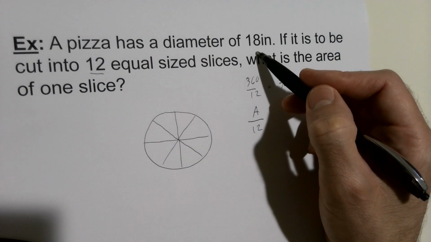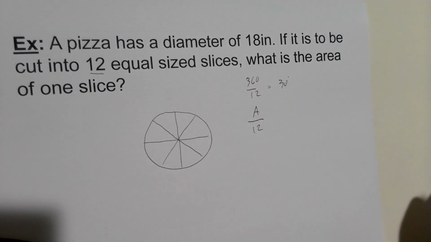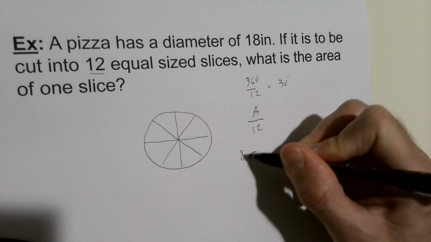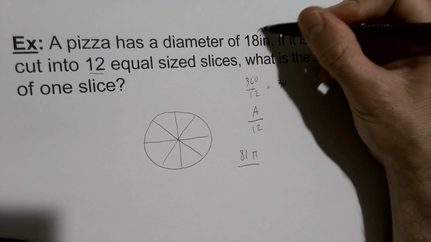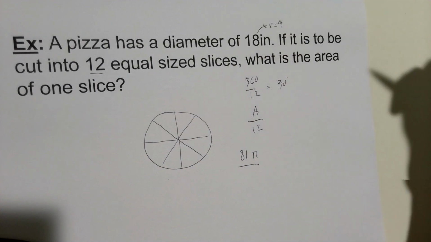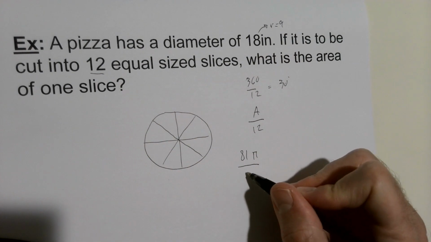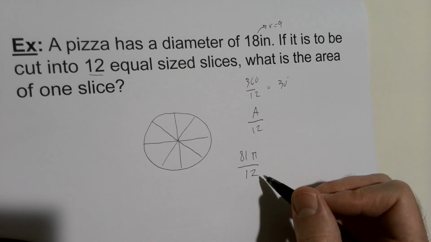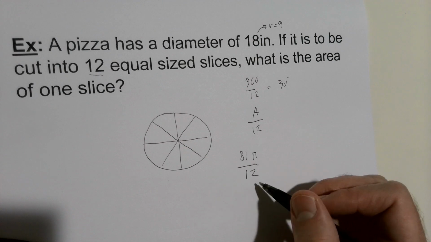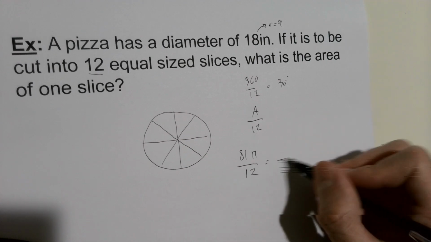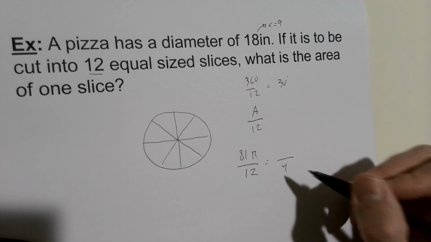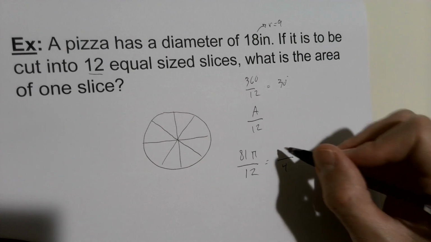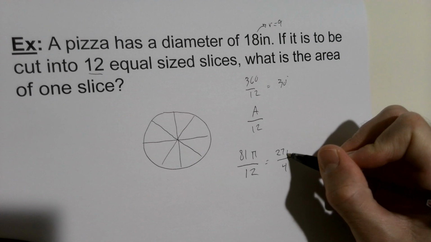The diameter is 18, which tells us the radius has to be 9. So we're just going to do pi r squared, in other words, 81 pi, because that tells us r equals 9, and 9 squared is 81. We're going to do that divided by 12. And so this is going to be the area of one slice. We can reduce that fraction. Let's see, 3 goes into the bottom 4 times, and into the top 27 times.